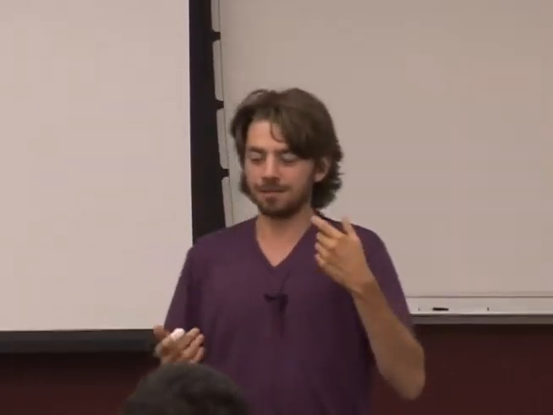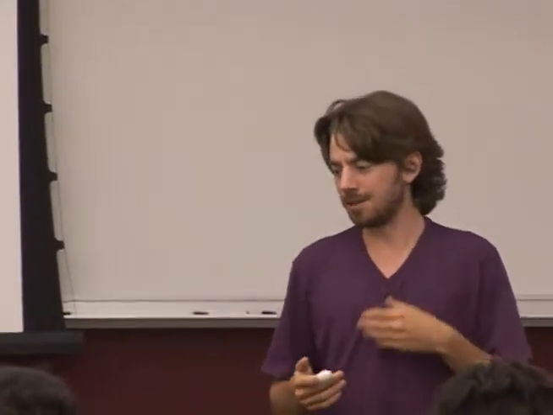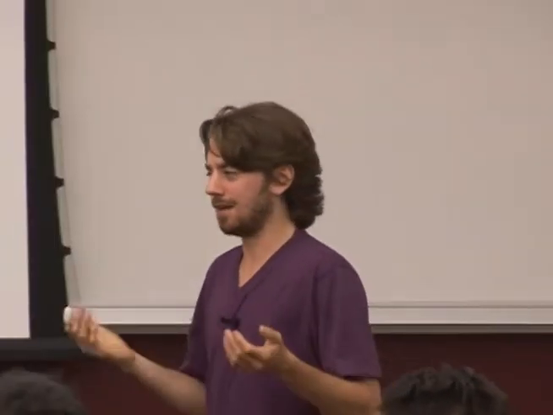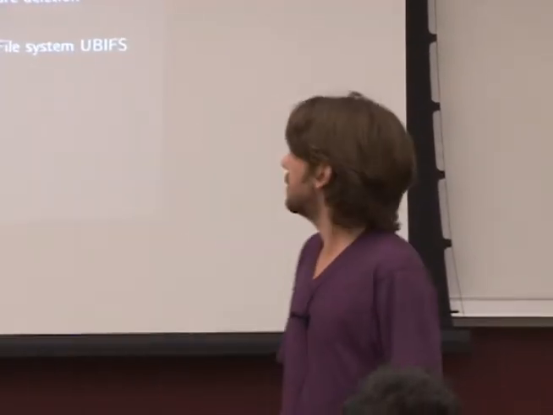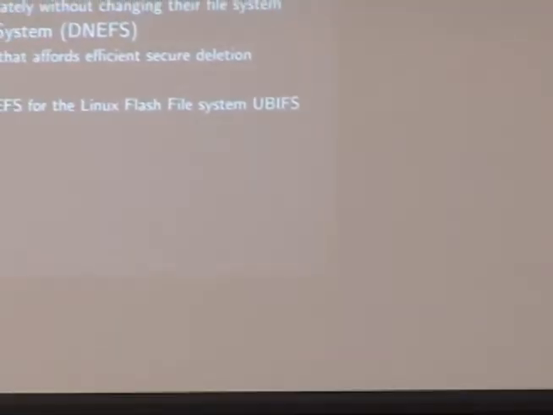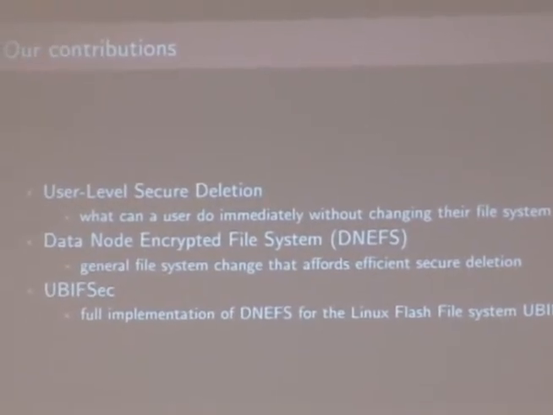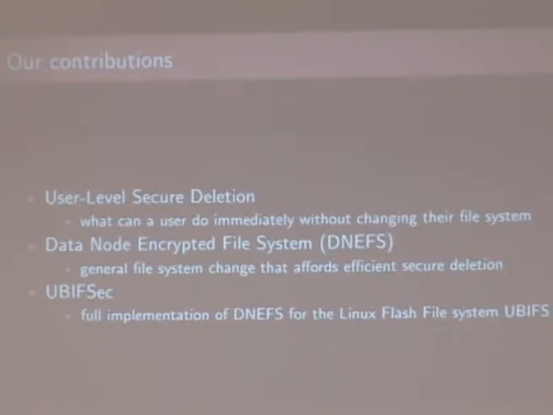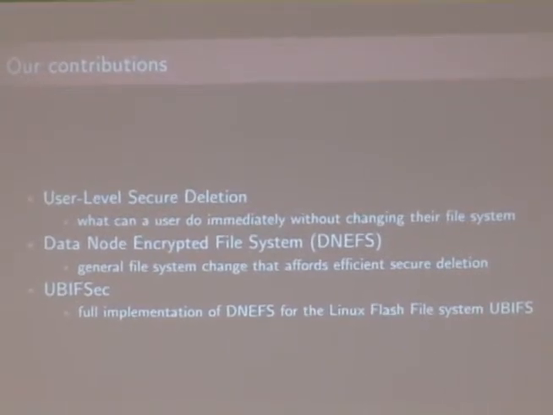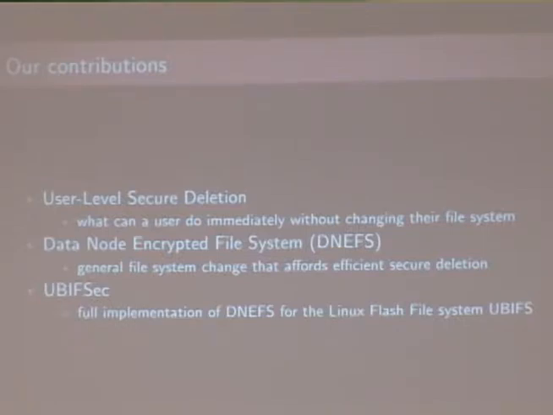We want it then to be small. So with these goals, then efficient. Little use of memory, little use of space, little use of computation, and in the end, what's the best that we can do? So the contributions that I'll be presenting in this talk, first is user-level secure deletion, which is what can a user do immediately without changing their file system? What can they just put onto their phone right now without having special privileges, without rooting their phone? What's the best they can do in this very limited model to get some secure deletion?